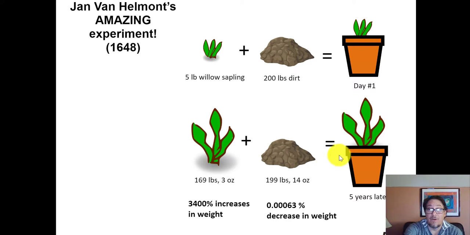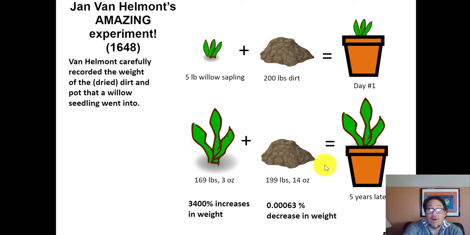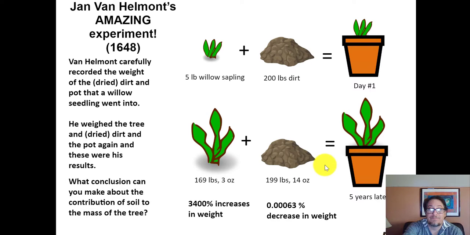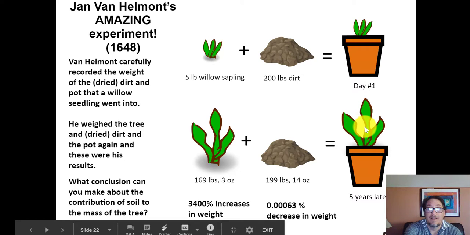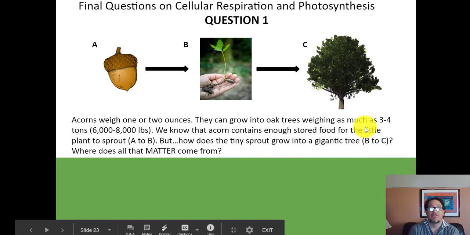And so what that was showing is that 5 years later, this thing had taken, where had all that matter come from, I guess is the question. So what you want to do is think about, well, if all of that matter had to come from somewhere, where did it come from? And thinking about what we know about photosynthesis, maybe you could try to draw some conclusions about that. And what we have here is a question that really gets down to that.